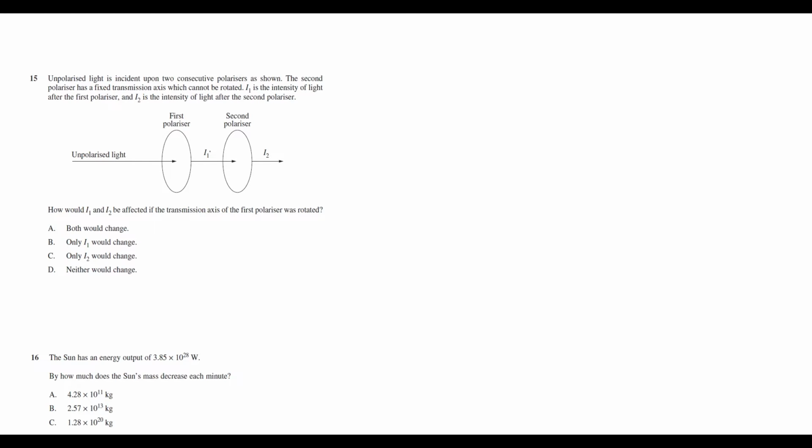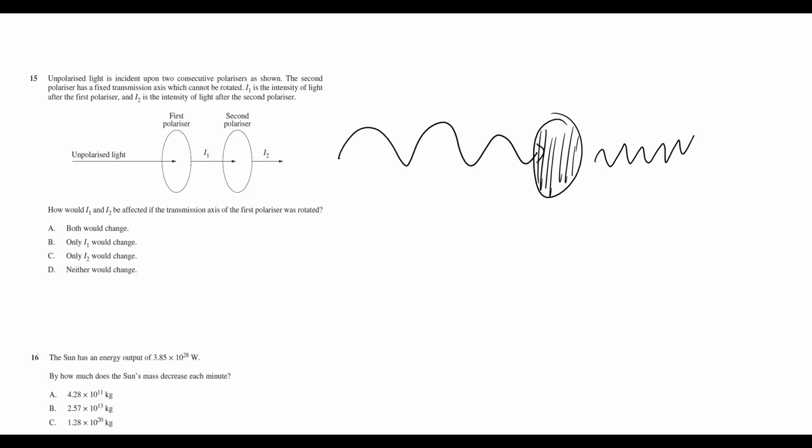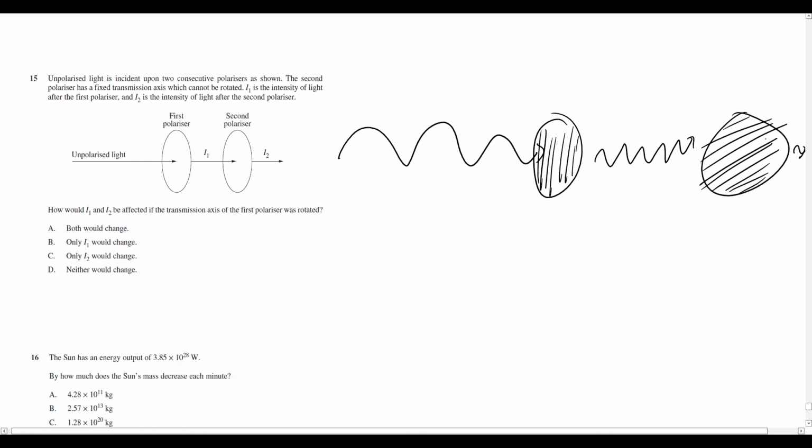Okay, so let's see what's going on here. So we have some light going through, and then it hits our polarizer, and let's say those are our lines here. So then it comes through, and it still looks something like that. And let's say maybe the second polarizer is at an angle, and then I2 would come out after that second polarizer. So what's happening here?